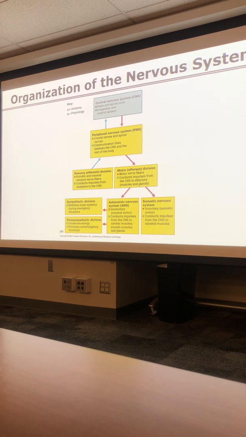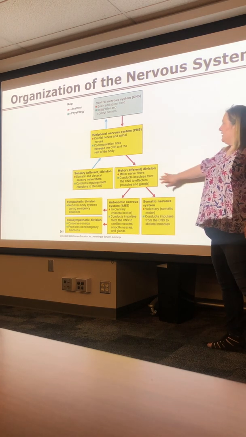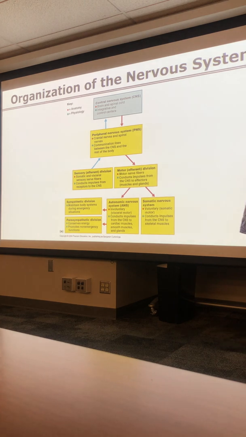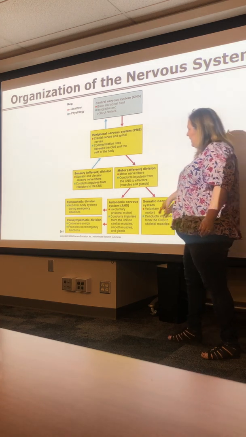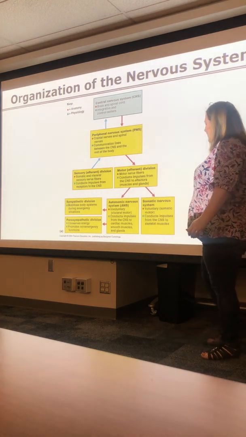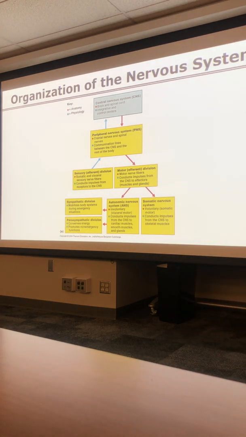We then have the motor or efferent division. These have motor nerve fibers, which conduct impulses away from the central nervous system out to effector organs, and effector organs can be muscles or glands. The motor or efferent division has two divisions: the somatic nervous system, the SNS, and the autonomic nervous system, the ANS.